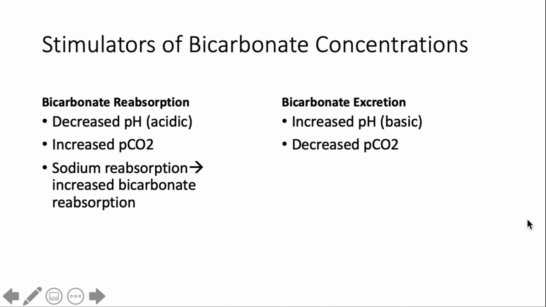Now, there are a lot of things that can stimulate bicarbonate concentration. There's reabsorption. When the body's really acidic, we're going to reabsorb more based on that pH. If we have higher PCO2, which is one type of acid, then we're going to stimulate the reabsorption of bicarbonate. And if there's more sodium reabsorption, then we're going to absorb more bicarbonate. You'll see why in the lecture that talks about the nephron. As far as bicarbonate excretion, if the blood's more basic and there's less CO2, then there's no need for the bicarbonate, so we're going to excrete that out.